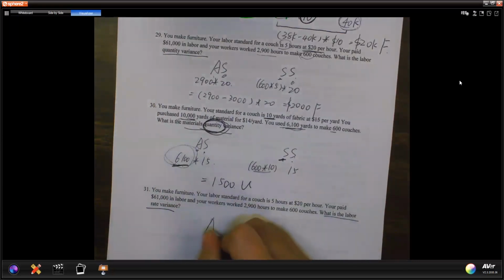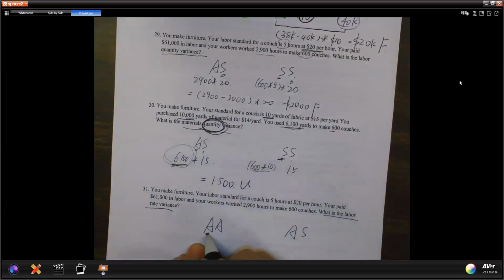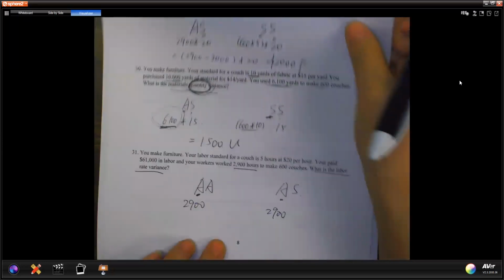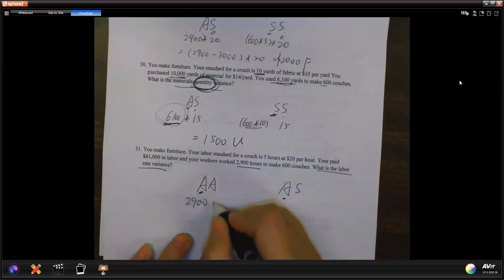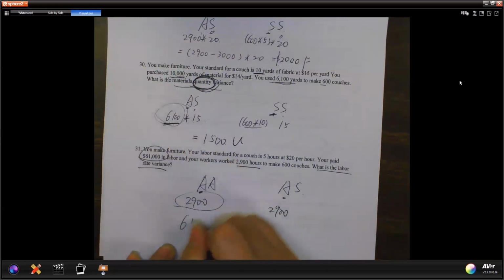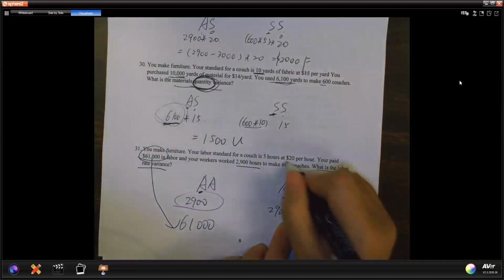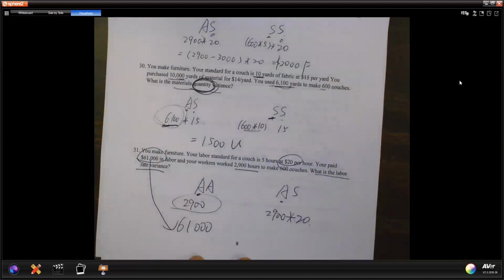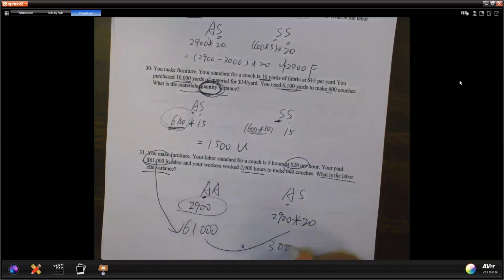Next one, labor rate. So it's AA and AS. Actual hours is 2,900, and the actual rate, I don't need to calculate, it already told me. Total is 61,000 there. And then my standard rate is $20 each. So if I do the difference, I get $3,000 unfavorable.